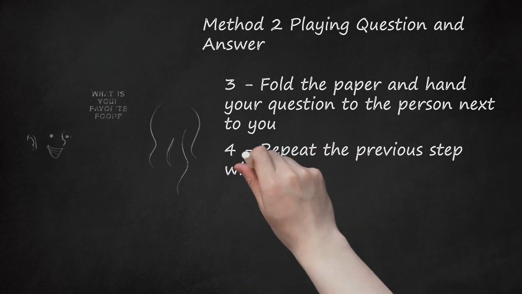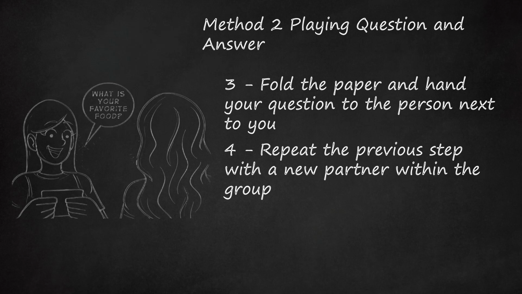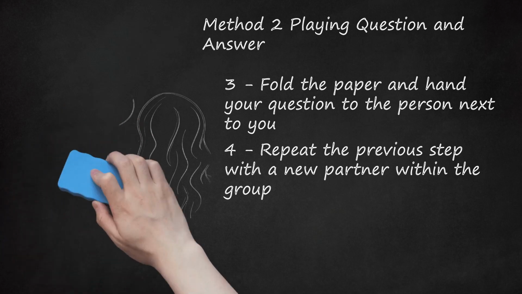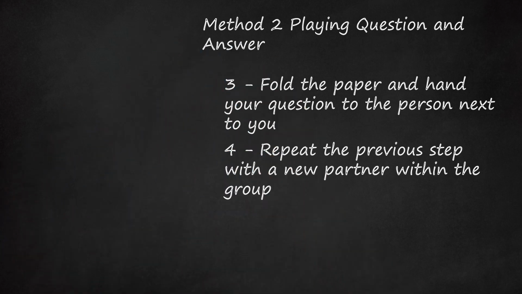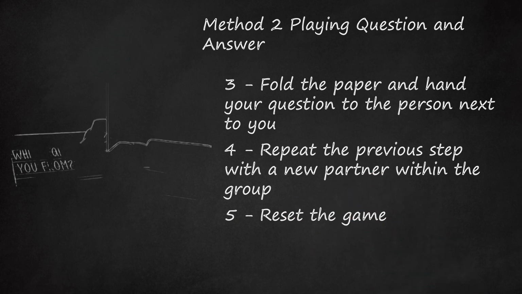4. Repeat the previous step with a new partner within the group. After both pairs within the group have asked each other their respective questions, have the pairs switch partners to ask and answer a new question with a new partner. Again, encourage follow-up dialogue. This is round 2. 5. Reset the game. Have the participants repeat the steps and write down a new question on a sheet of paper, fold it, and then pass the paper to their neighbor. Facilitate the social exercise once again.